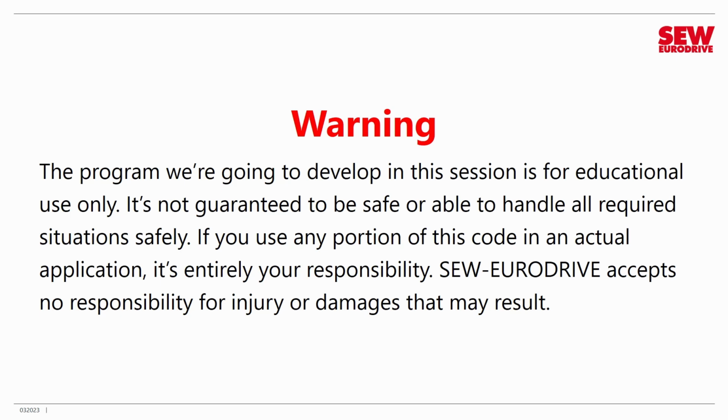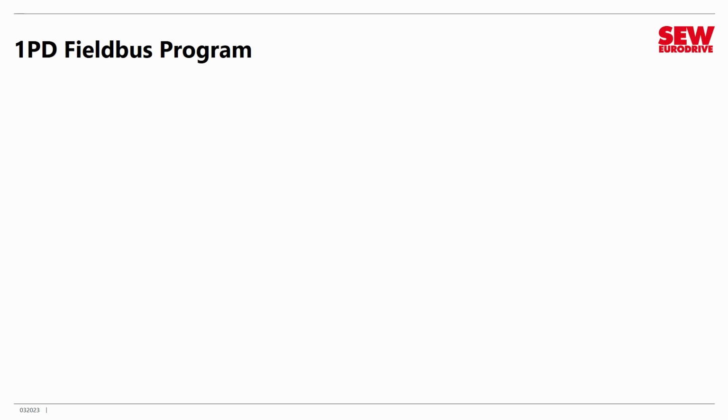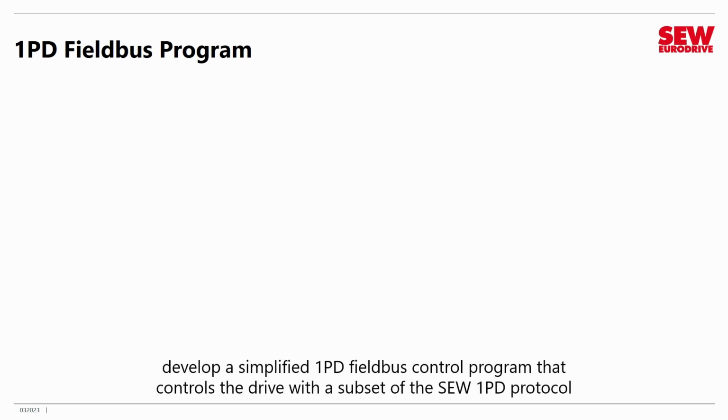That said, let's talk about the program we're going to code, and it's a 1PD Fieldbus program. What we're going to do is develop a simplified 1PD Fieldbus control program that controls the drive using a subset of the SEW 1PD protocol. I showed you that a few minutes ago. We're not going to implement the full thing. That would be a much more sophisticated program than we could fit in one session that we're trying to keep under an hour. So we're going to do a subset of it, but it will illustrate the big ideas of Fieldbus communication. So here's how it works.